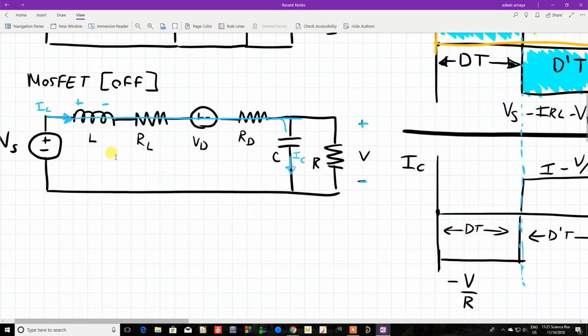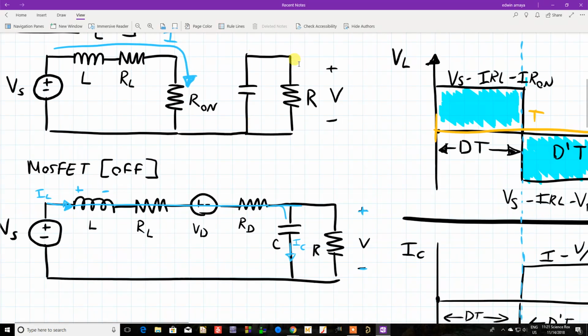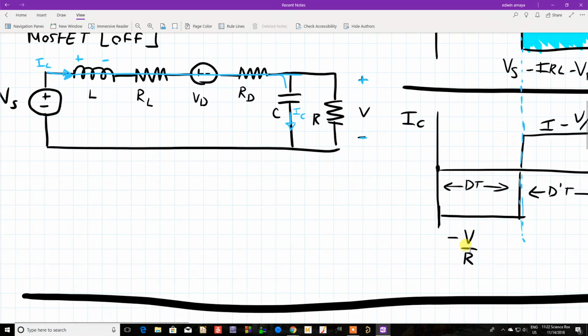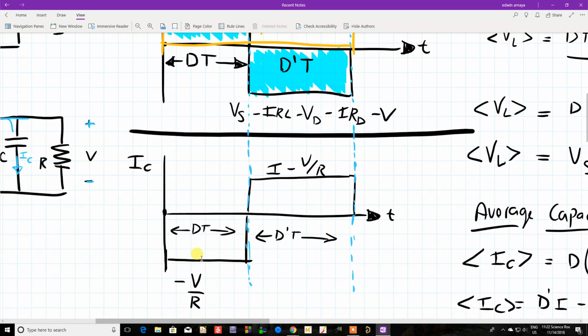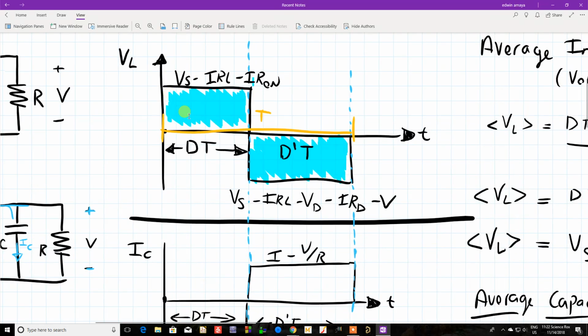Well, during this part, the capacitor is discharging. When a capacitor is discharging, the current is said to be negative, as opposed to when the capacitor is charging, the current is said to be positive. So the current here is going to be negative. Since this is basically a series circuit here, the current is nothing more than whatever voltage is here divided by resistance. That'll give us current. So it's going to be negative V over R, as you can see right here. And this is during that same period, during the on time.